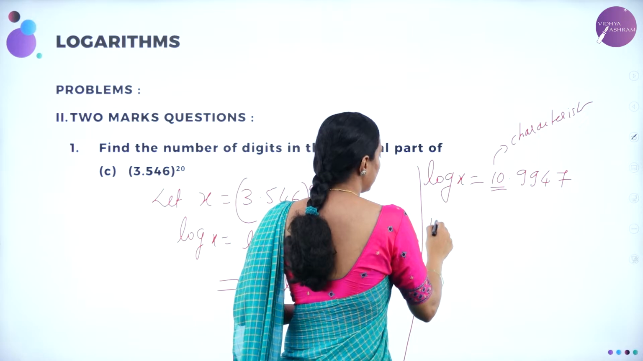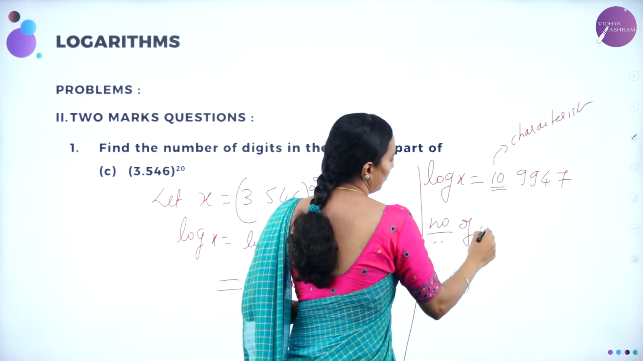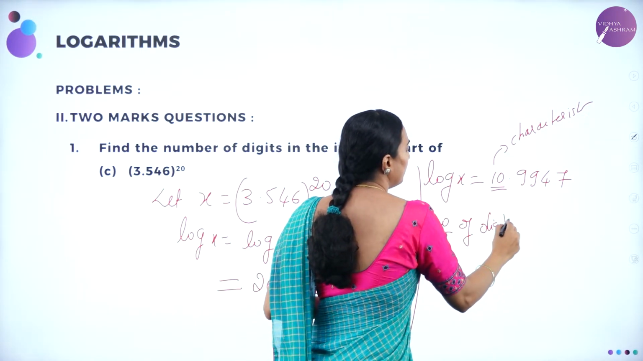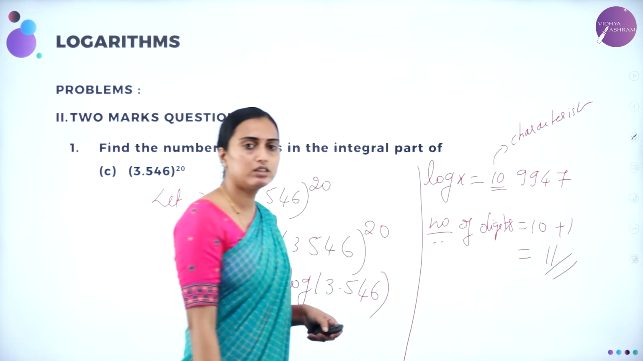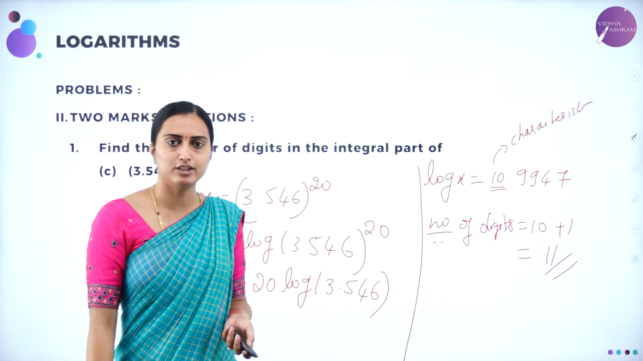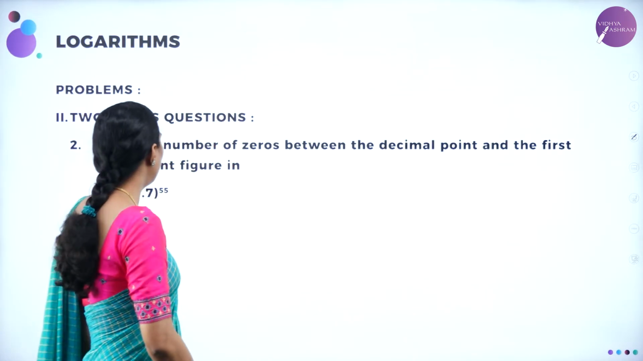Therefore, we are going to have it as number of digits. Number of digits will be equal to 10 plus 1 is equal to 11 digits. That is the answer you are going to have. Understood? Yes. Okay, we'll move on to the next question.